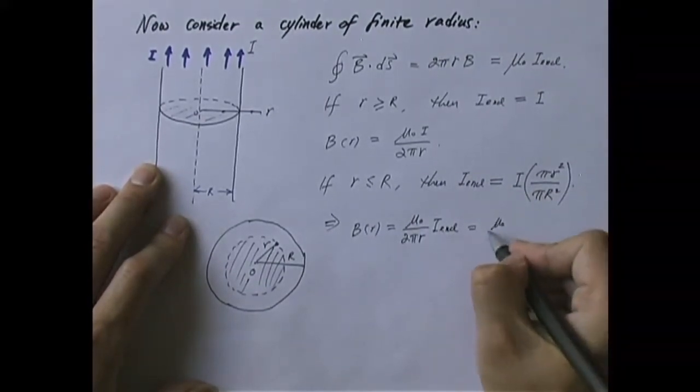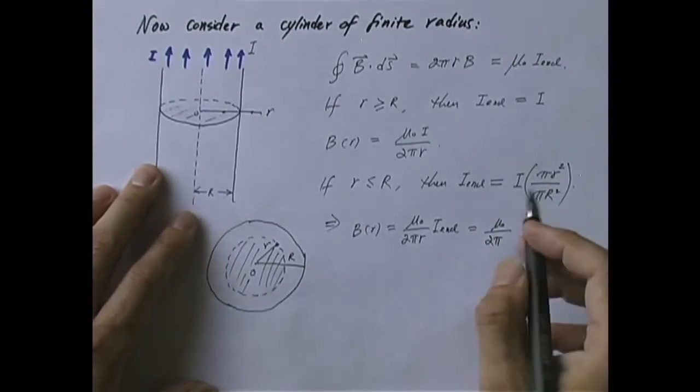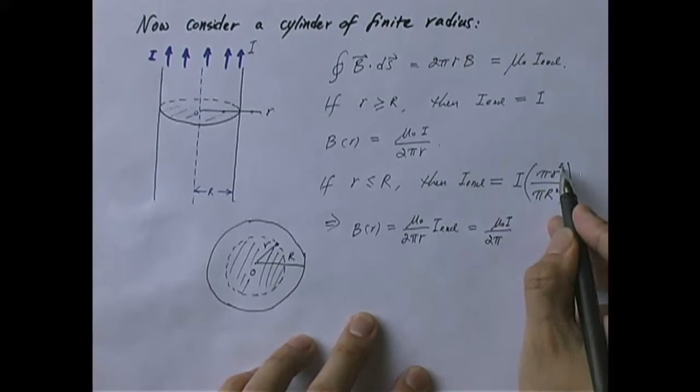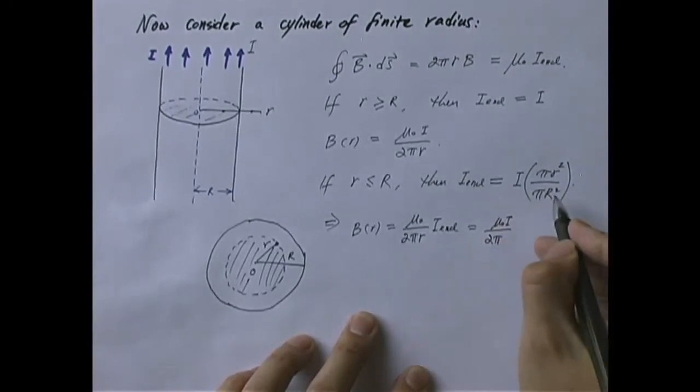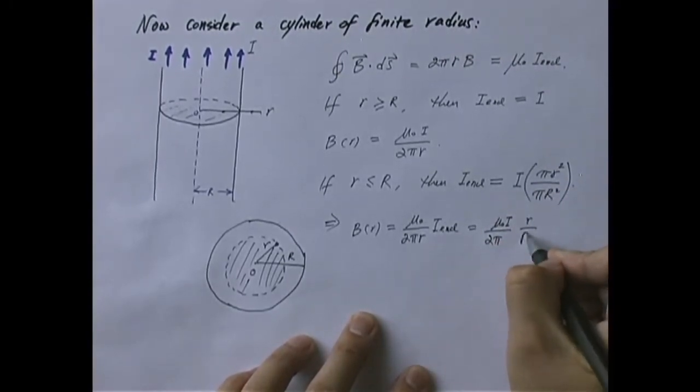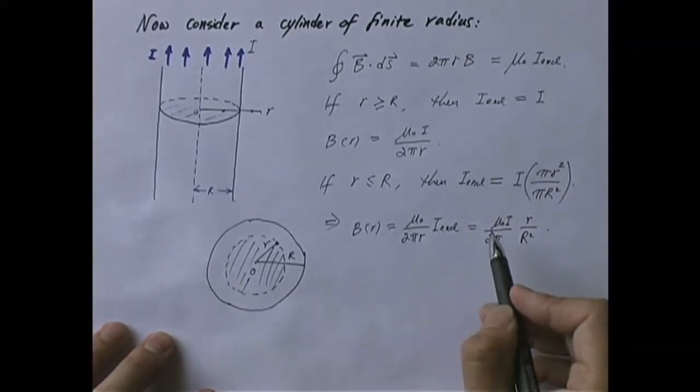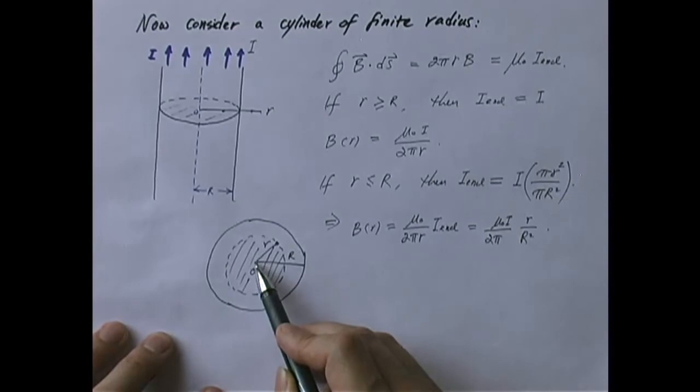You get mu naught over 2 pi, and then what? There is an I here. Okay, pi and pi cancel. Small r squared cancels with one power of r, but there is a big R squared, so it's like this: B equals mu naught I r over 2 pi R squared. Okay, so in other words, you get a linearly increasing magnetic field as you go out.